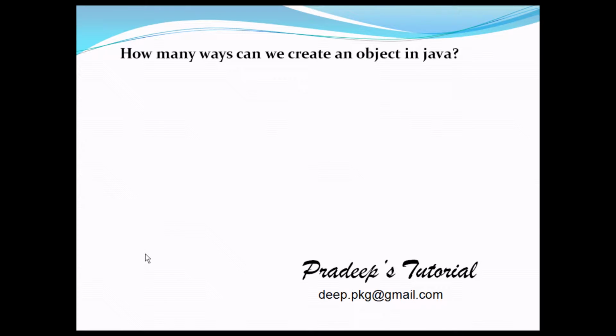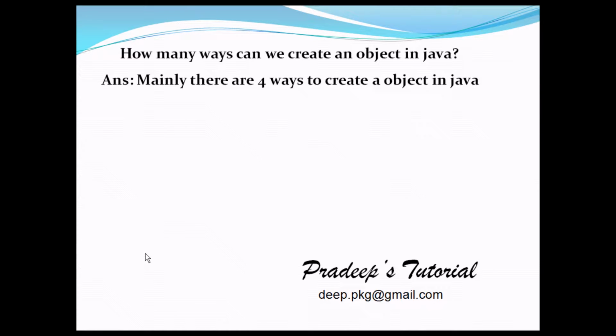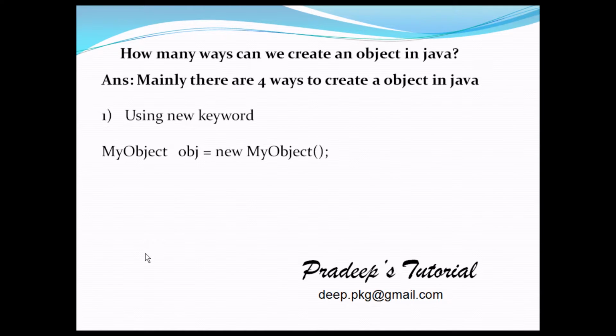So how many ways can we create an object in Java? Simply, the answer is, mainly there are 4 ways to create an object in Java. Remember, mainly 4 ways. There are a few more, but they are part of these main 4 ways. First is using the new keyword. I hope every one of you knows this. We can create an object using the new operator. But we'll see every point and run it in Eclipse.